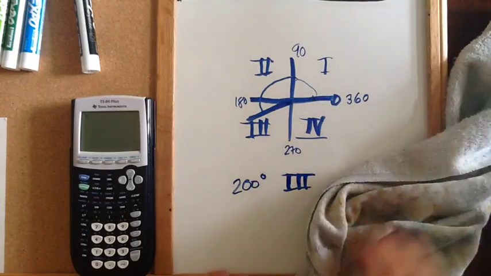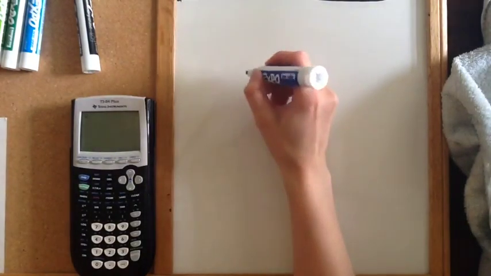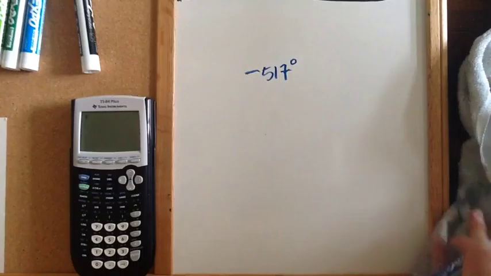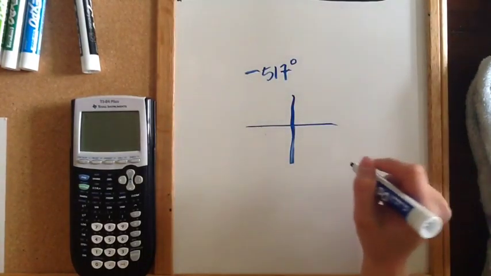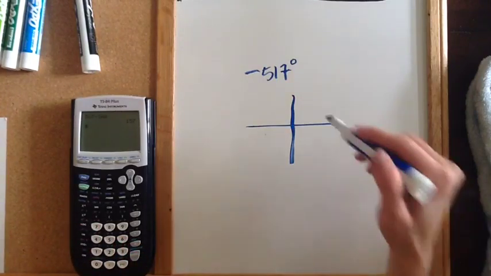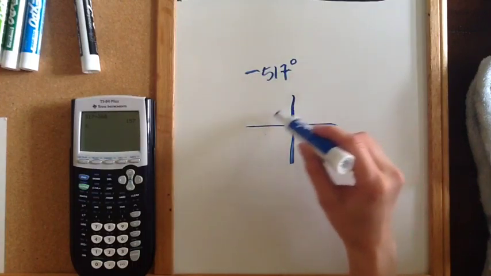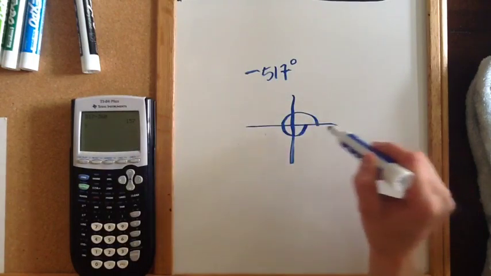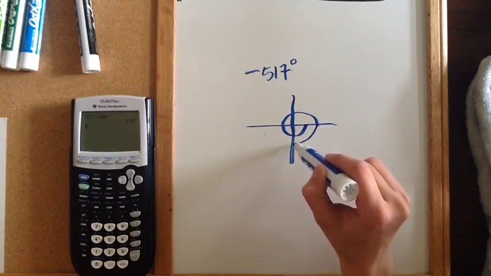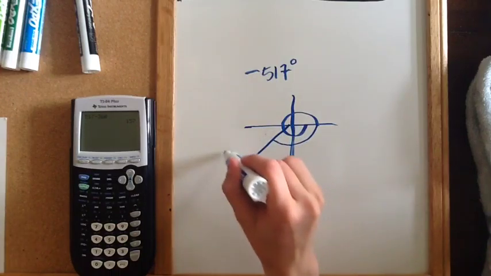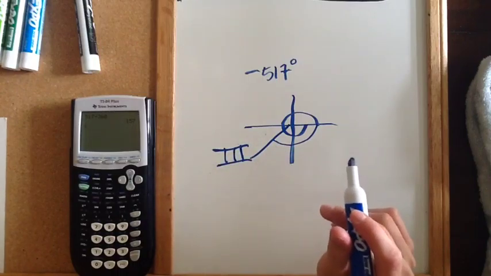Now, if I have one like negative 517 degrees, I first want to know how far past 360 this is. So I can just do 517 minus 360, which gives us 157. Because of the negative, rather than going counterclockwise, I'm going to go clockwise. So I'm going to go around one full time to 360, and then I'm going to go 157 past 360. So this would be negative 90, and then negative 180 would put us here, so negative 157 past is somewhere in there, which would again put us into the third quadrant.